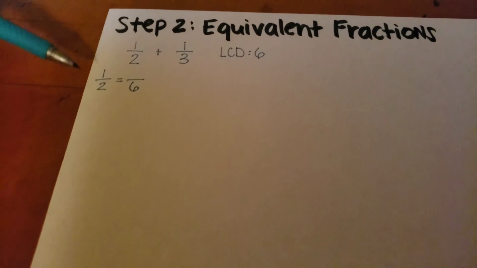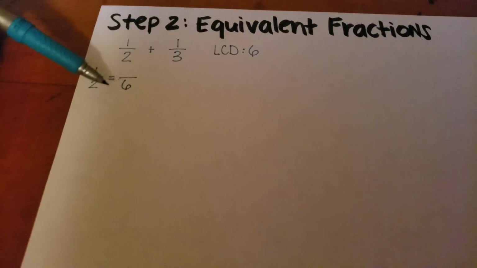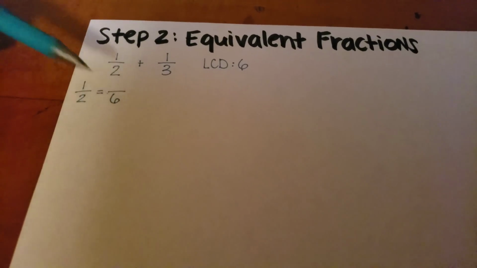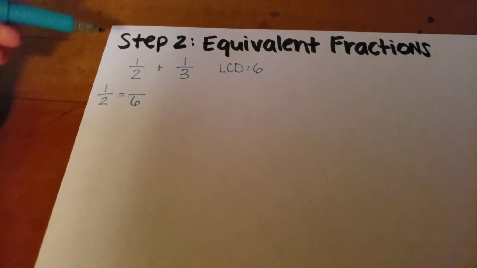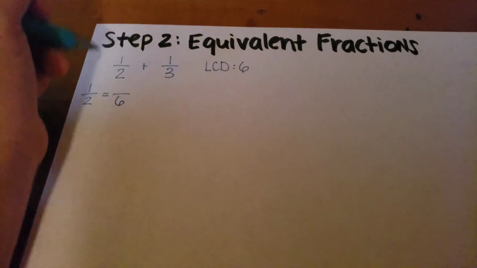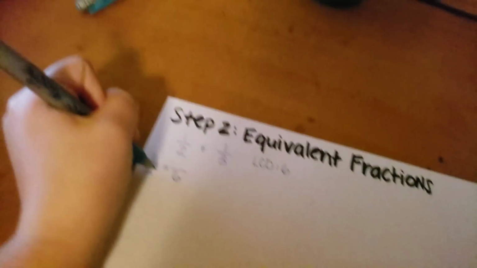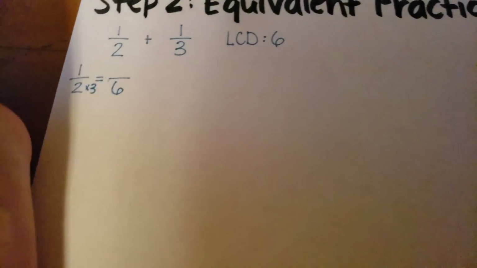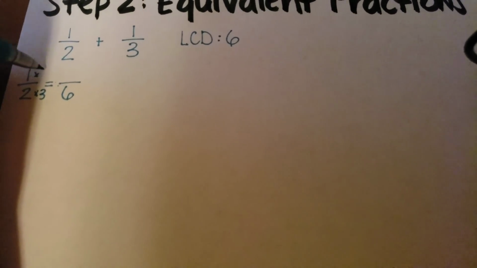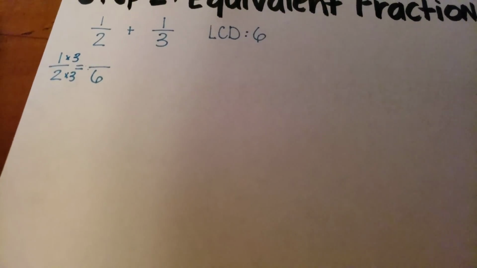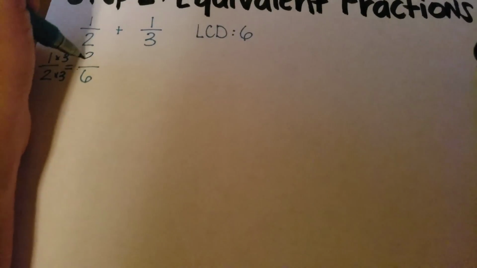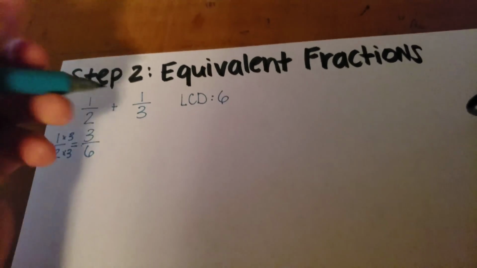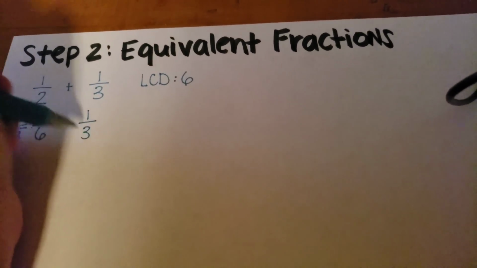You have to think to yourself, 2 times what number would equal 6? I know that 2 times 2 would be 4. 2 times 3 would be 6. So we're going to multiply the top by the same number as the bottom, 1 times 3, to get 3/6. We're going to do the same for 1/3.